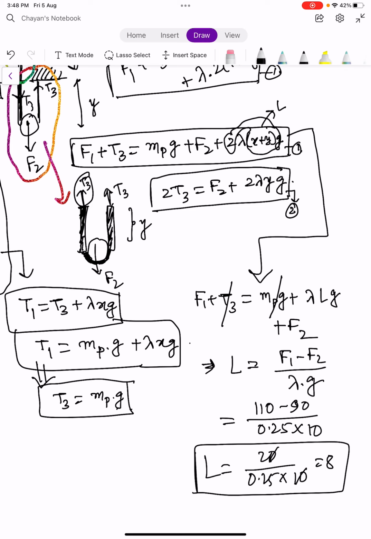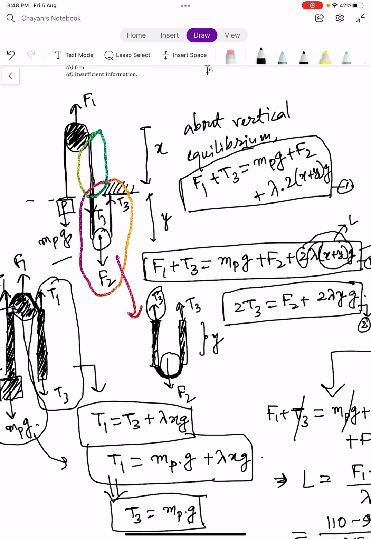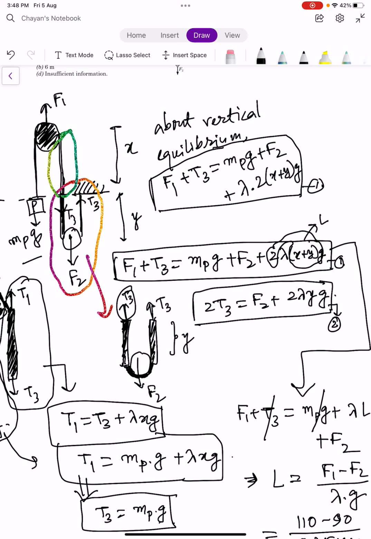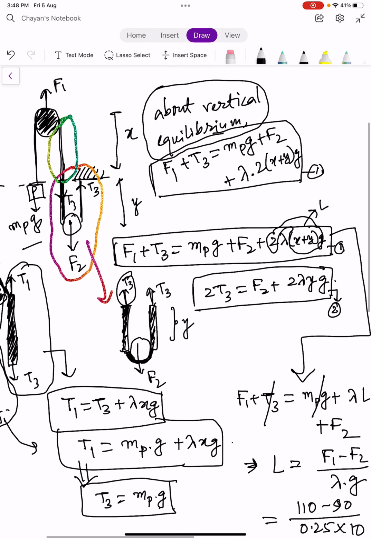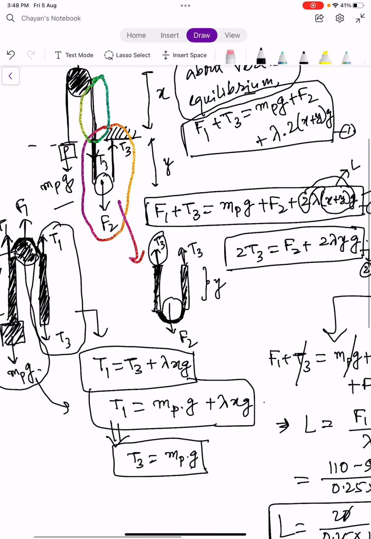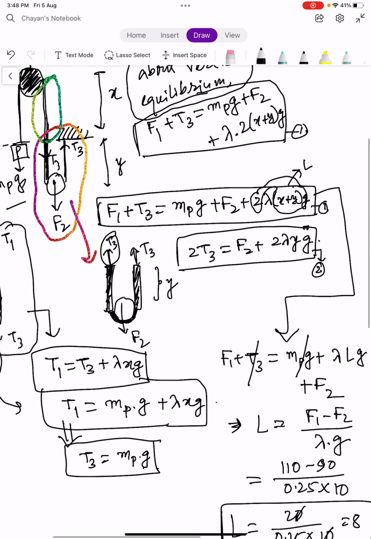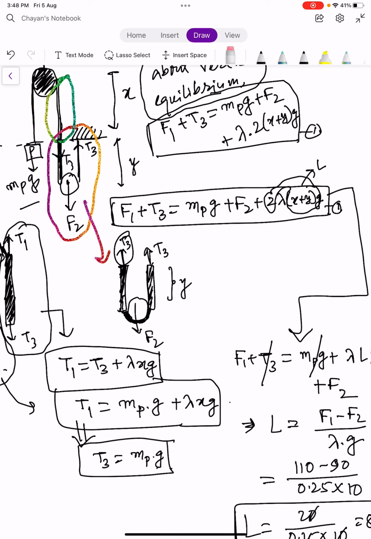This is also given in the solution. So what we did here is break it into some parts. First we considered the vertical equilibrium of the whole system, which gave us the equation F1 plus T3 equals MP into G plus F2 plus lambda times 2X plus Y into G. We didn't use it directly, so let's just remove it.